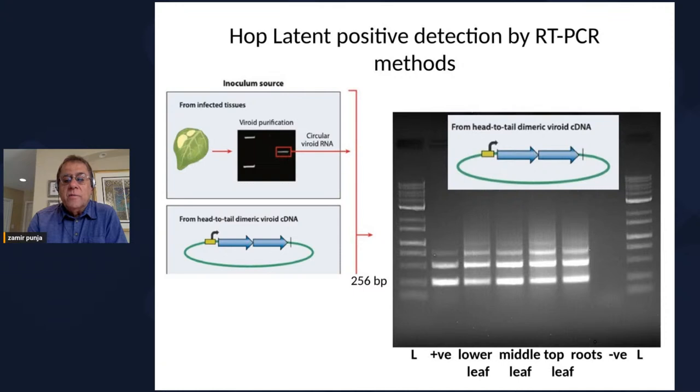So in this gel, what you're seeing here are samples of leaves, lower leaves, middle leaves, top leaves, and roots. And all of these four tissues have the viroid in them. So this is the gel that we create after we run a PCR reaction to show the presence of the viroid.